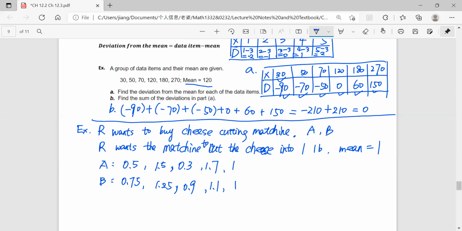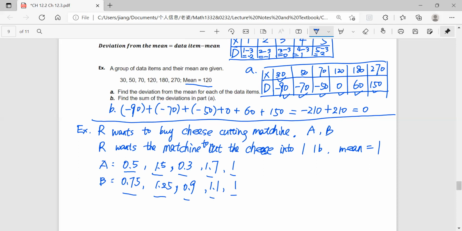So all of you will think that the restaurant must buy it from store B. Why? Because 0.75 is close to 1. This data is very close to 1, even the mean is 1. But you see, the first data is very far from the mean 1, and this one is far from mean 1. This one is far from mean 1. This one is 1. But all of us will choose the second one because it makes the data more accurate, right?